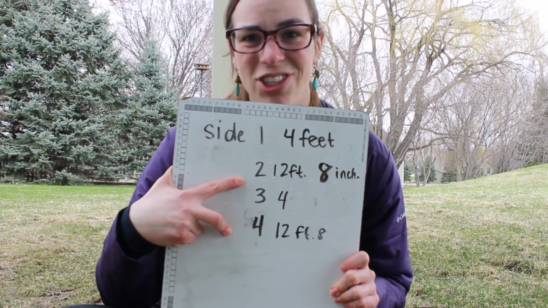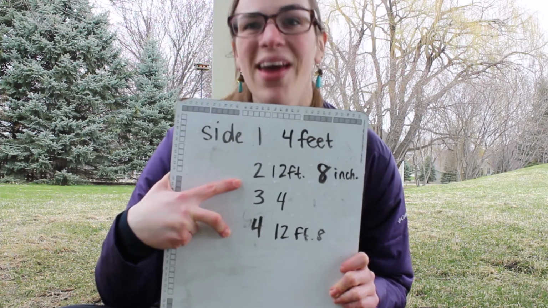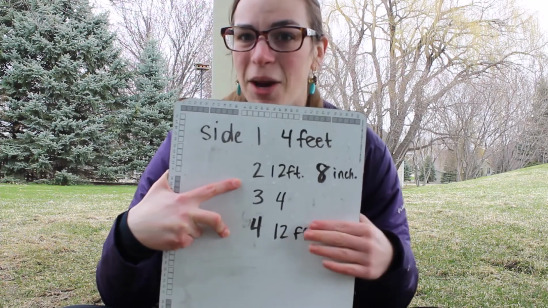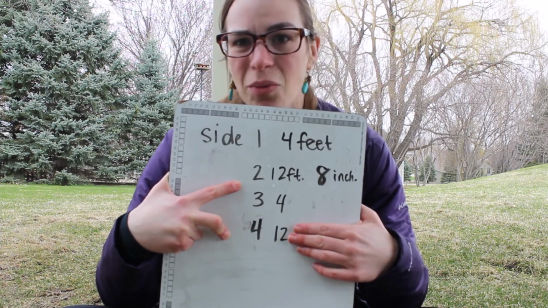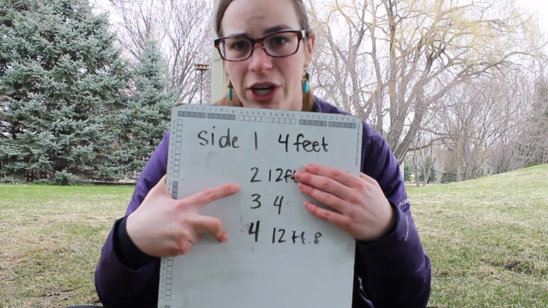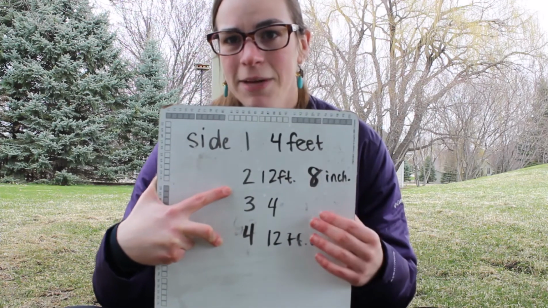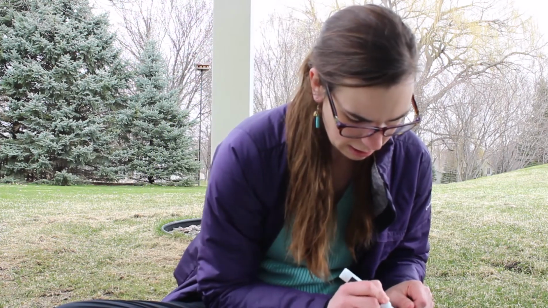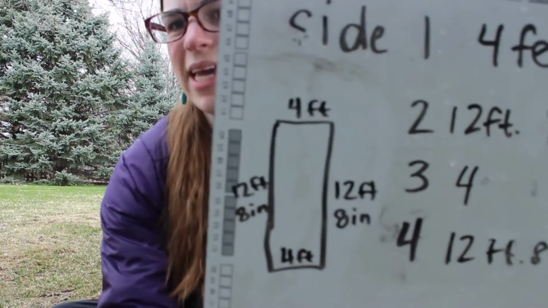feet and 8 inches. Now wait, weren't we measuring in feet? Yes, we were, but we can't forget about those 8 inches because otherwise my math would not be right. So we're going to ignore those first. All right, and I'm going to just draw us a picture on the side over here too. Here is our rectangular bed.